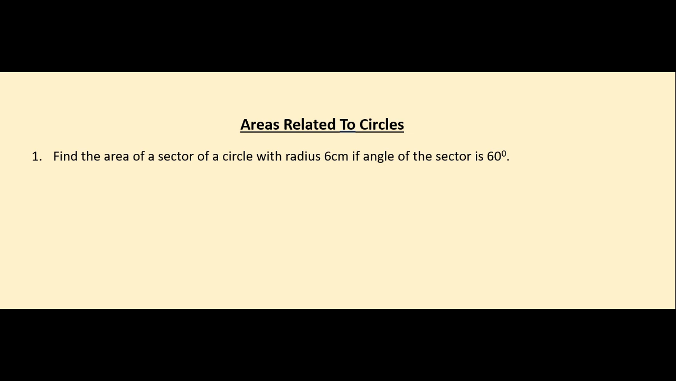In this video, we are going to discuss problems related to the chapter Areas Related to Circles. First question: find the area of a sector of a circle with radius 6 centimeter if the angle of the sector is 60 degree. So what have they given? They have given the radius R is equal to 6 centimeter and the angle of the sector, that is theta, is equal to 60 degree. We have to find the area.